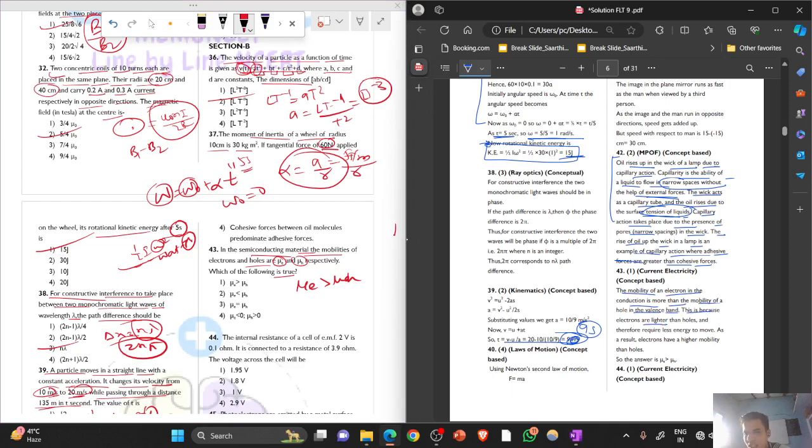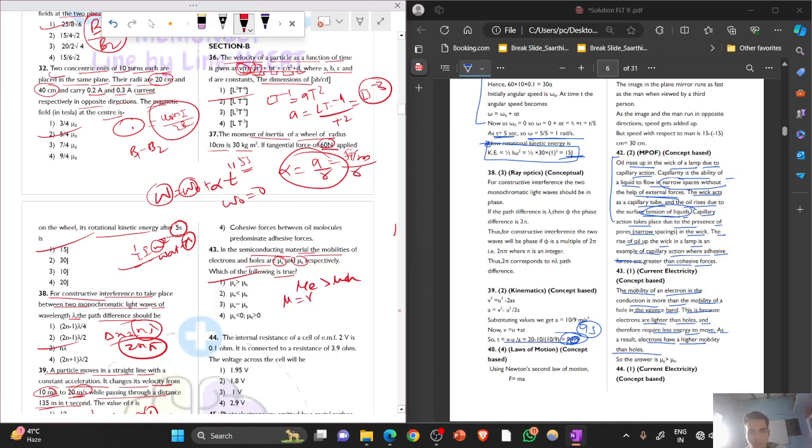This is because electron is lighter than holes, therefore it requires less energy to move. As a result, electrons have a higher mobility than holes. So option first will be the correct answer. The mobility of electron is higher than the mobility of the hole, because you can understand it using the concept of mass: the mass of the hole is greater than the mass of electron. So the amount of work needed to move the electron is less in comparison to the hole.